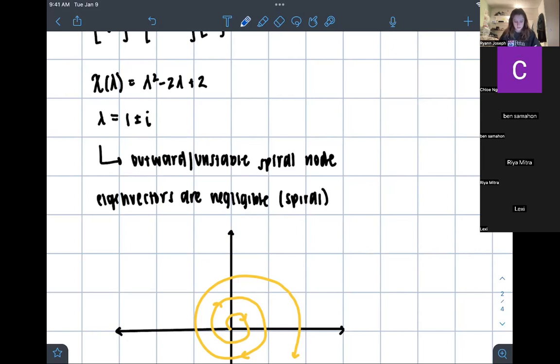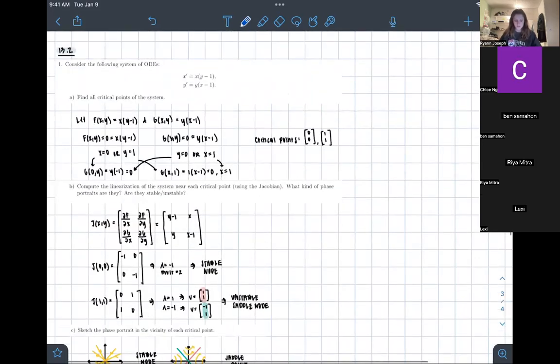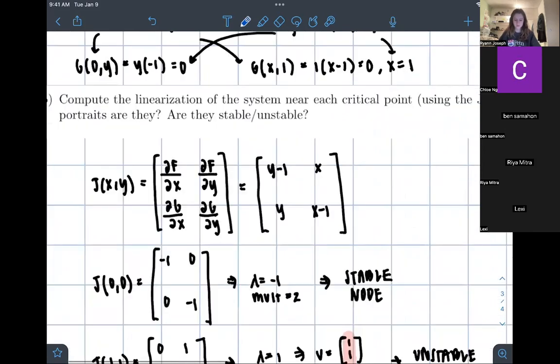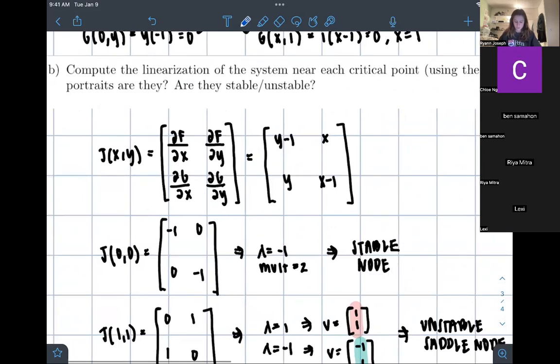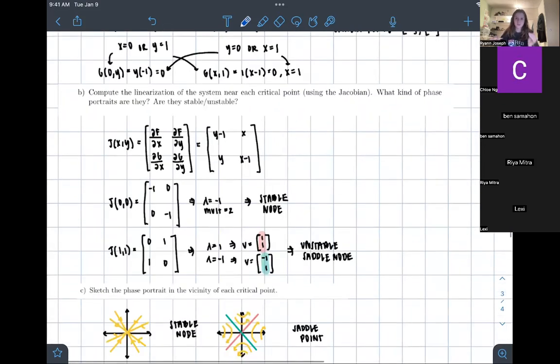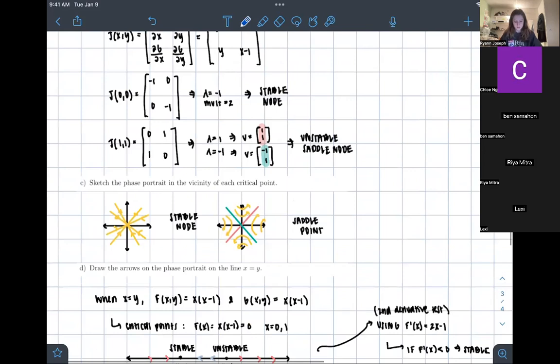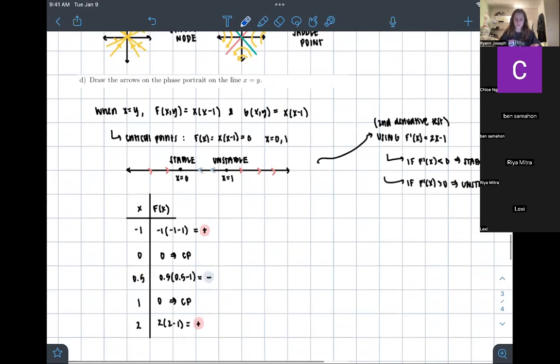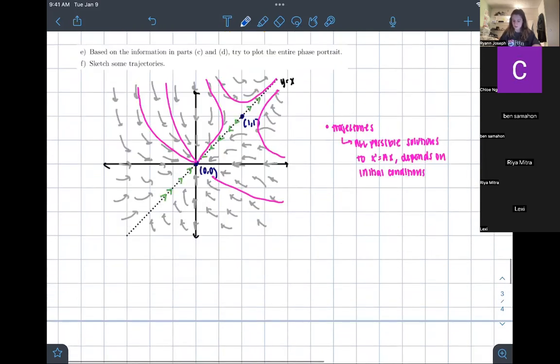Okay, last, again, this is what we just talked about. You find the critical points by setting both x prime and y prime equal to 0. Finding the Jacobian is just the partial derivatives with respect to x, with respect to y, respect to x, respect to y. Based on what the Jacobian matrix for each critical point looks like, you can determine stable node, unstable node, saddle point. You should have in your mind what that looks like. This was just the application of it.